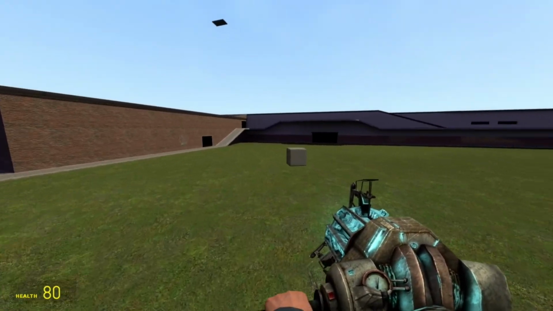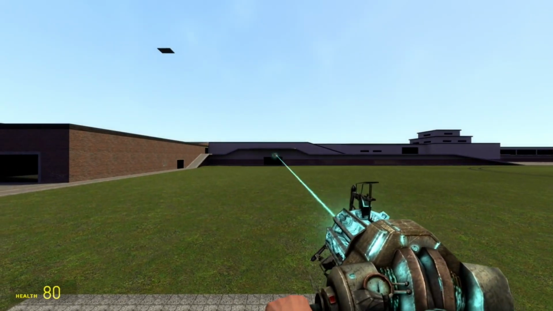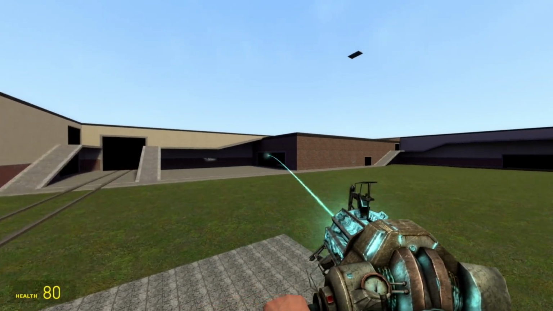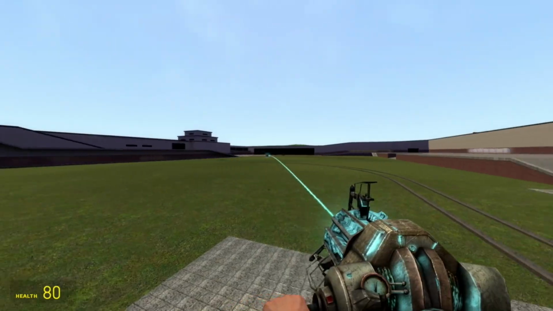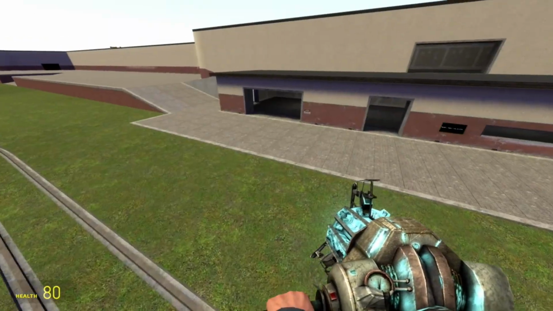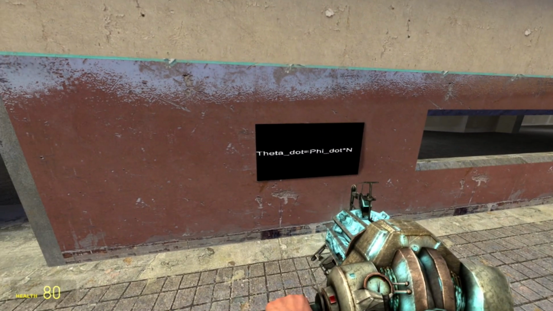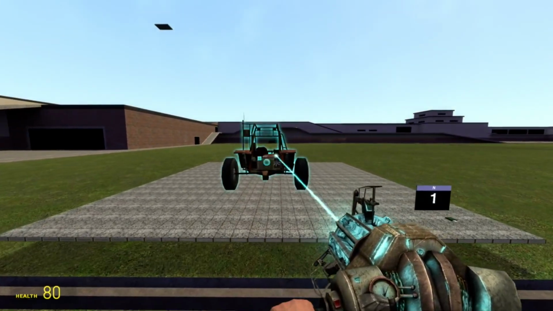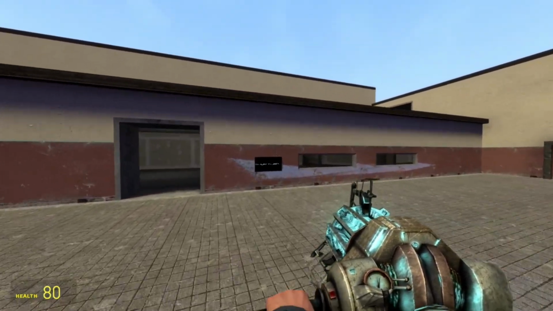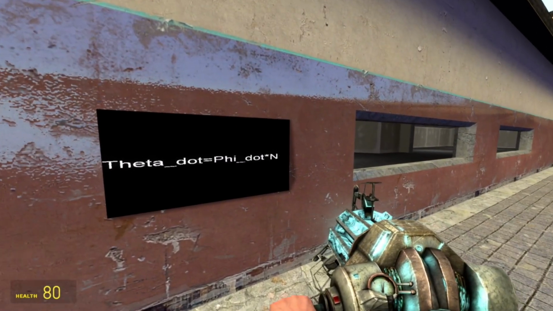You can see this target. If I keep rotating it to the left, it is rotating left with a certain speed. And if I keep rotating to the right, it is rotating right with a certain speed. What this formula tells us is that theta dot is the speed of rotation of the car. To show the effect, I will explain the effect of n.